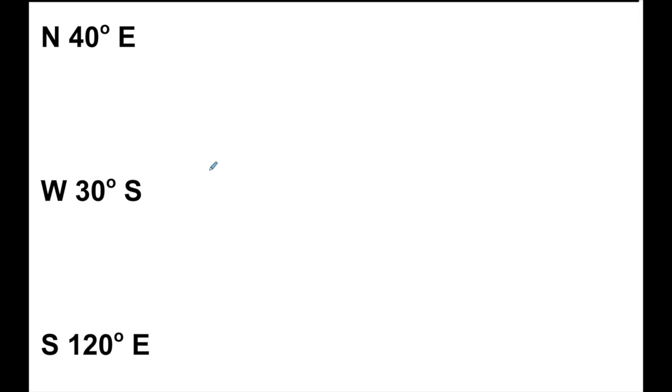Alrighty, so here's the idea behind this. I saw just the other day a really awesome video from Mr. McCready really breaking this down. When we think about north 40 degrees east, we're looking north. We're starting north, and then we're turning 40 degrees towards the east. So this is what our bearing should look like: north, 40 degrees to the east.